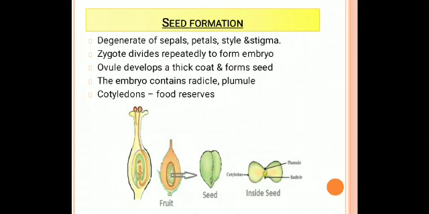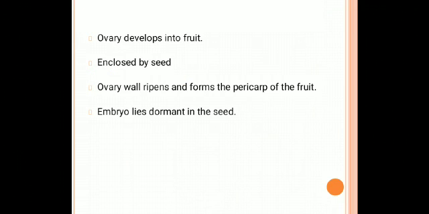The next one is the ovary, which develops into the fruit. What happens in the ovary? The whole ovary after fertilization develops into the fruit. We are eating the fruit. That fruit comes from the ovary, and the seed comes from the ovule. The seed is enclosed by the fruit. The ovary wall ripens and forms the pericarp of the fruit.